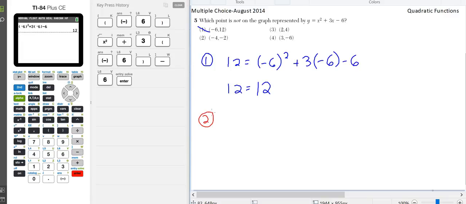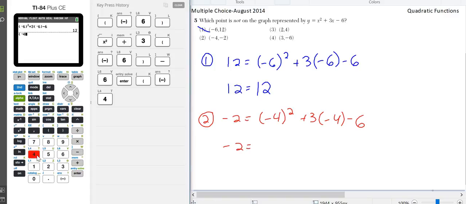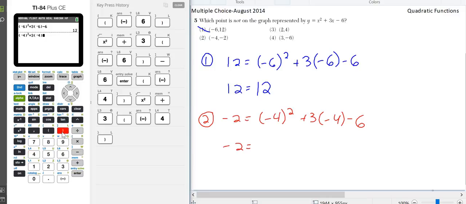Wherever we see a y, we're going to plug in a -2. Wherever we see an x, we're going to plug in -4. Let's plug in the right-hand side of the equation. -4 squared plus 3 times -4 minus 6. Enter. -2 is equal to -2, so choice 2 is not the answer to the question.